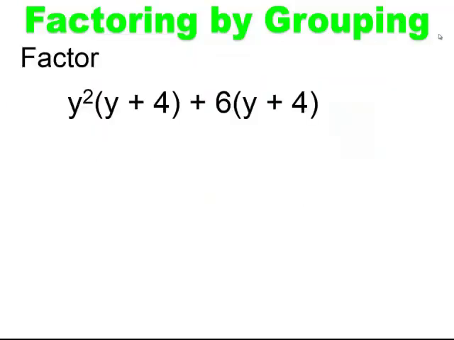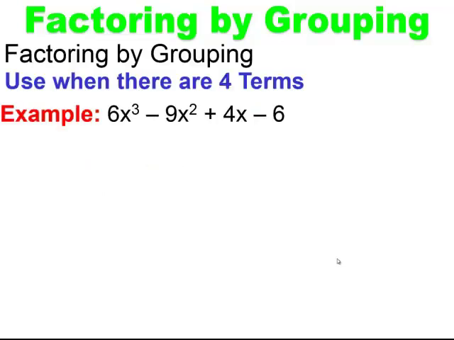Pause and try. So again, our GCF is a binomial, y plus 4 parentheses x squared plus 6.